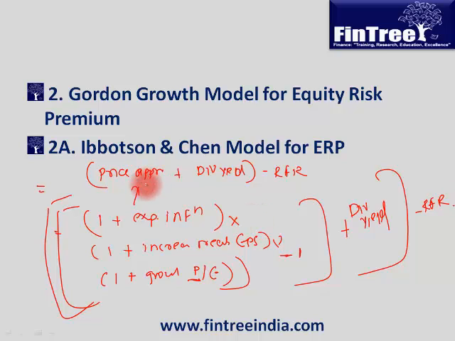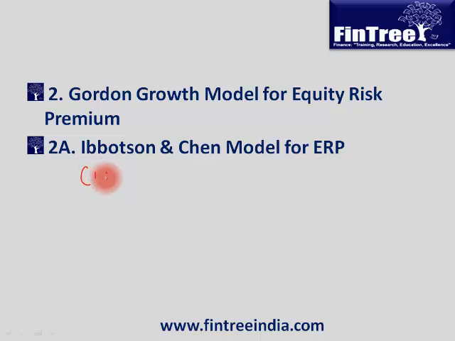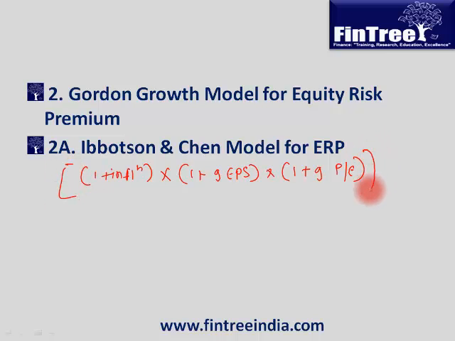Are we okay here? Let me repeat the formula quickly. 1 plus expected level of inflation into 1 plus growth rate of EPS into 1 plus growth rate of PE ratio. Since we've added 1, we will say minus 1. The whole term plus dividend yield, which also includes reinvestment income, minus RFR. This will give you equity risk premium as per Ibbotson and Chen model. Are we good to move?